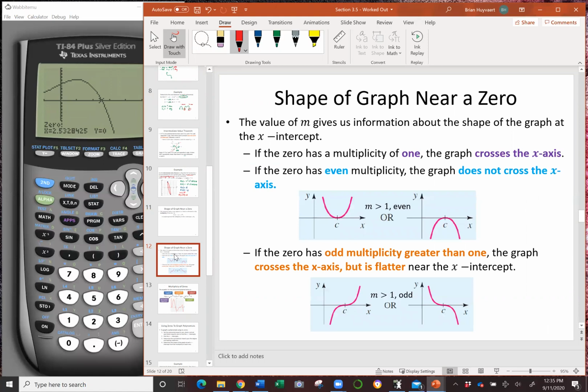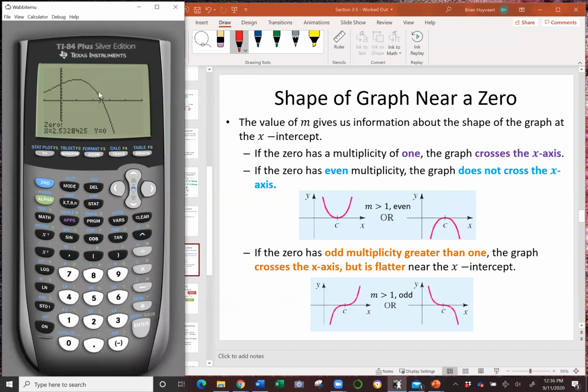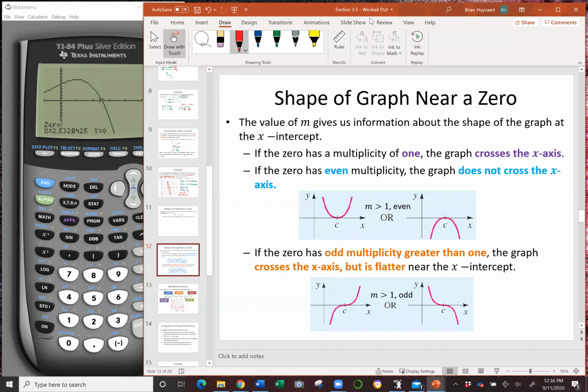Okay, so if one of our linear factors, meaning a 0, has a multiplicity of 1, we're just going to cross the x-axis, no problem. That's like the one we just looked at over here. But if we have even multiplicity, then we're going to bounce off the axis. So we're not going to cross it. We're just going to touch the axis real quick and turn right back around.